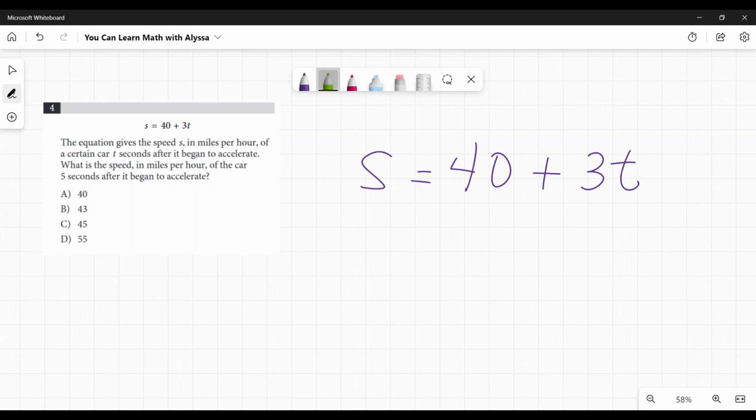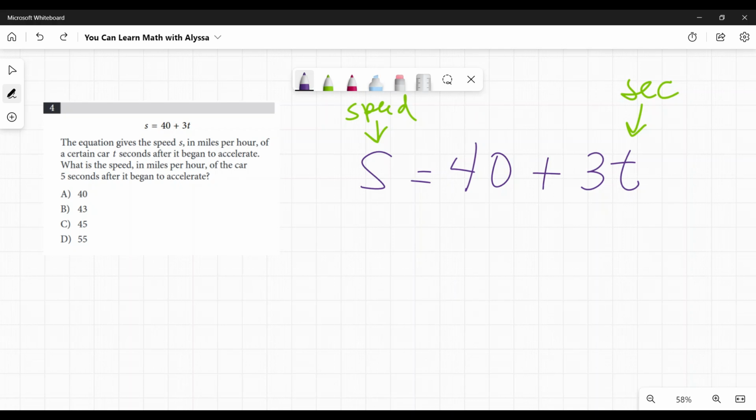We are told that S is the speed in miles per hour, and that T is the number of seconds. And then they say, what is the speed in miles per hour? Little side note here. This is somewhere they sometimes get you. They might change, like this was miles per hour, and then they change it to miles per minute or something. But they're being nice on this one. It's miles per hour both times. Just something to keep in mind on SAT problems in general. They do like to do that.